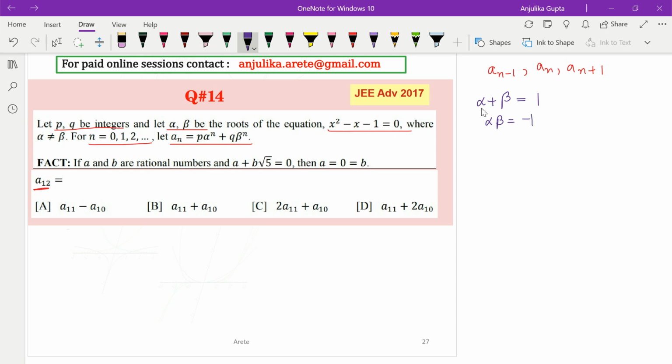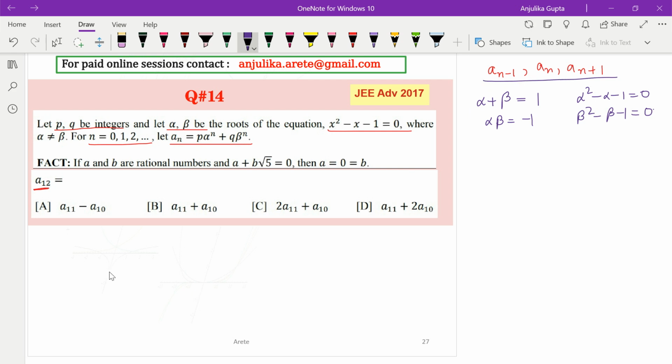Other things are also there. Because alpha satisfies this equation, that means alpha squared minus alpha minus 1 is 0. Beta will also satisfy that equation because it is a root of that equation. All this stuff you have in your hand. Now let's focus on getting a relation between these three.